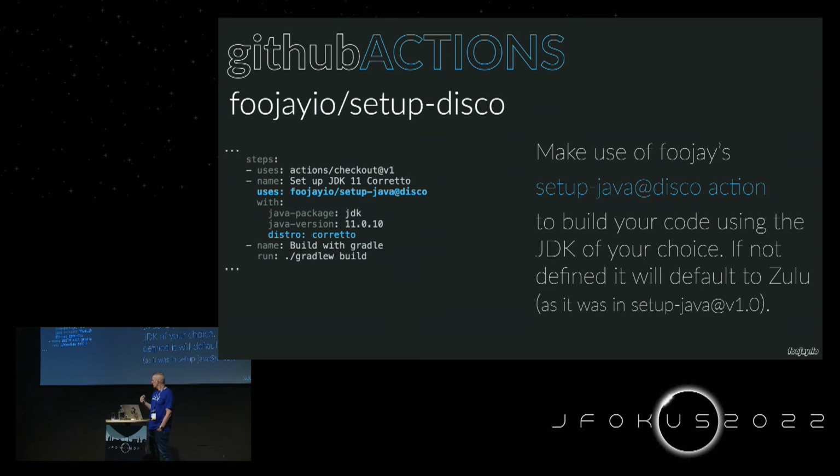But we created a setup Java action that you can find under foo.j/setup-java@disco. If you use this one, this is the same as the setup Java action version 1, but it has one additional parameter called distro. You can just put in the distro and use it in your GitHub action. So that means if you use Tencent Kona, you can use the GitHub setup Java action to run it in your action. And this is available under Foo.j setup disco. If you look for that on GitHub, you will find it.